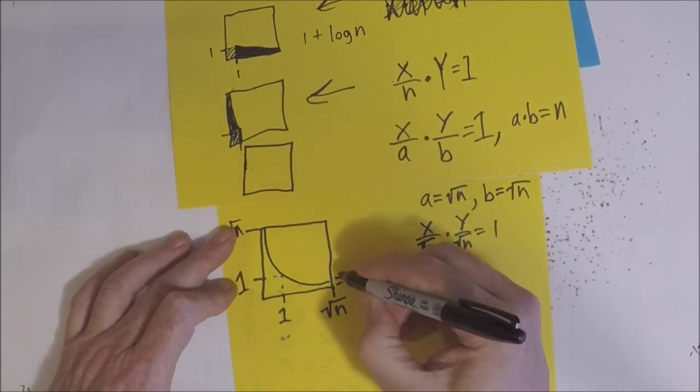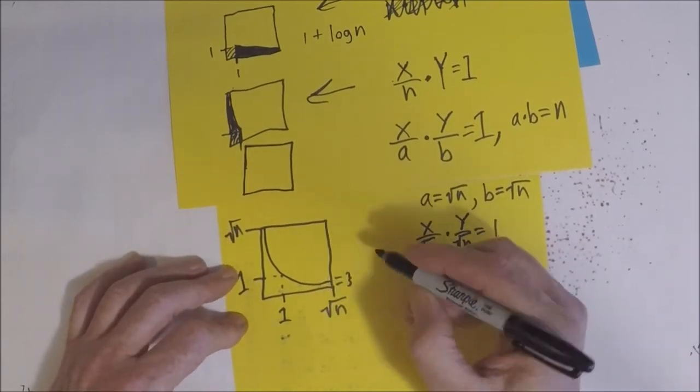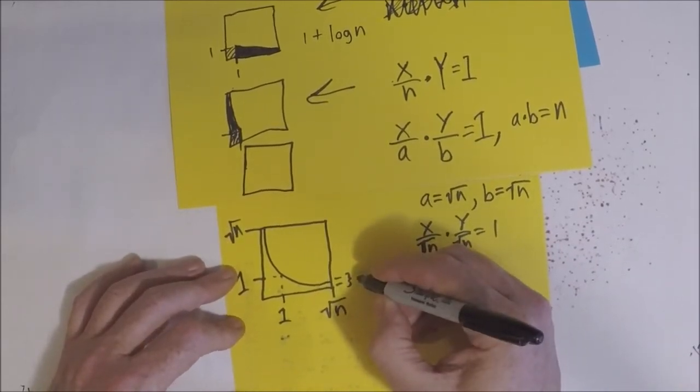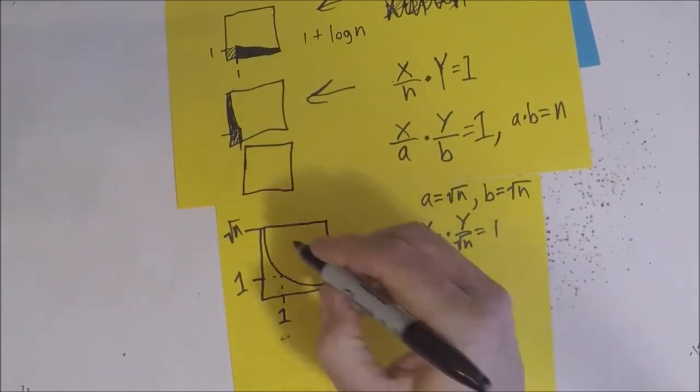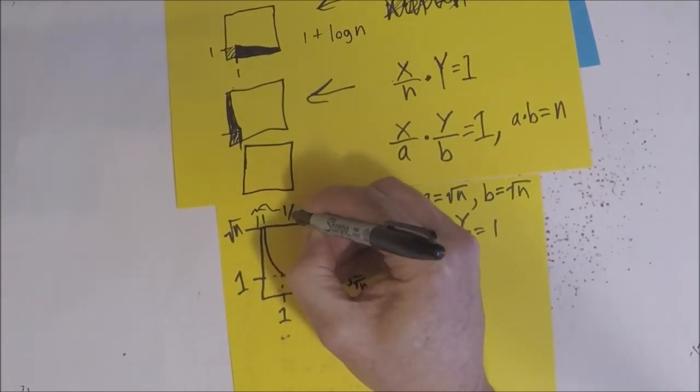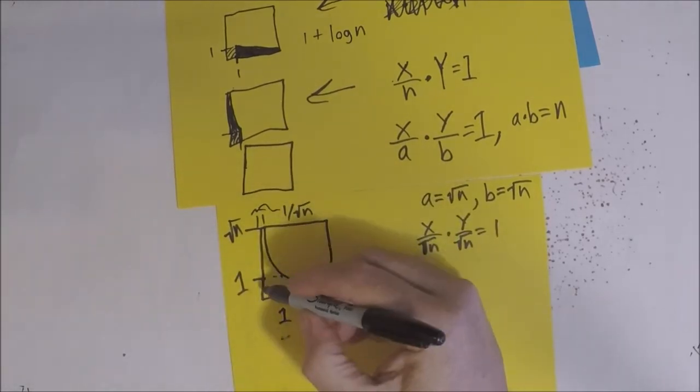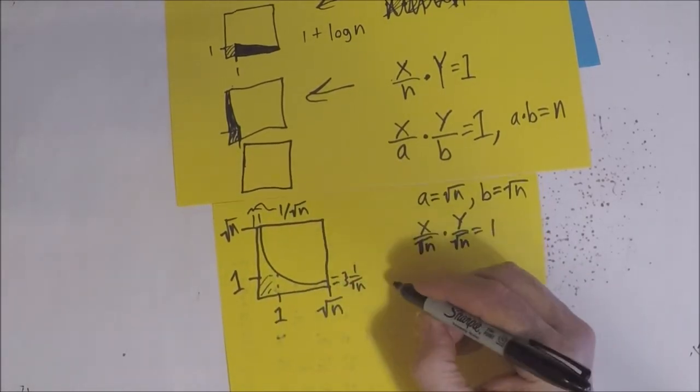But at the same time, our area under this curve remains 1 plus log of n. It doesn't matter how you assign a and b, the area under the curve will still be 1 plus log n, no matter how a and b are apportioned.